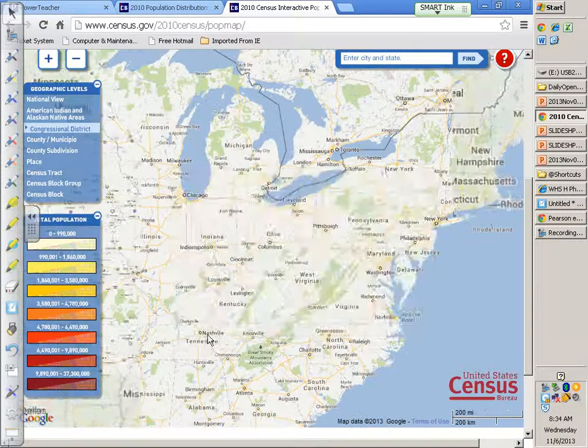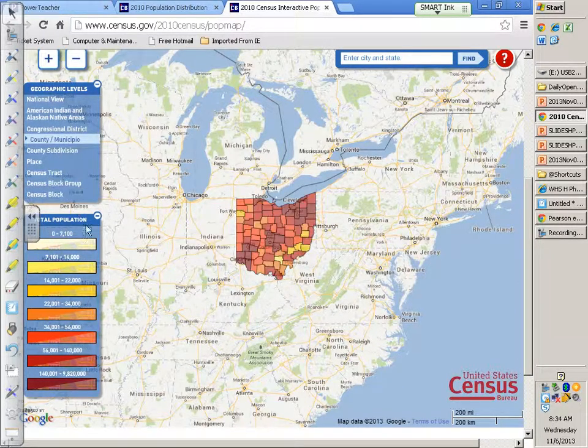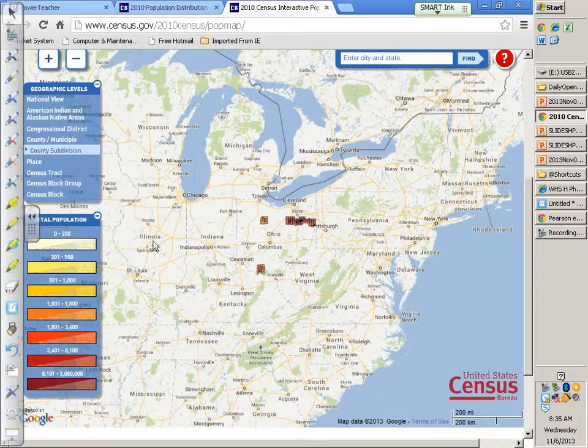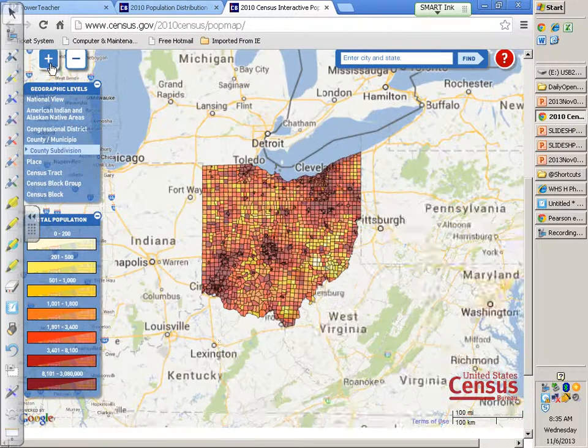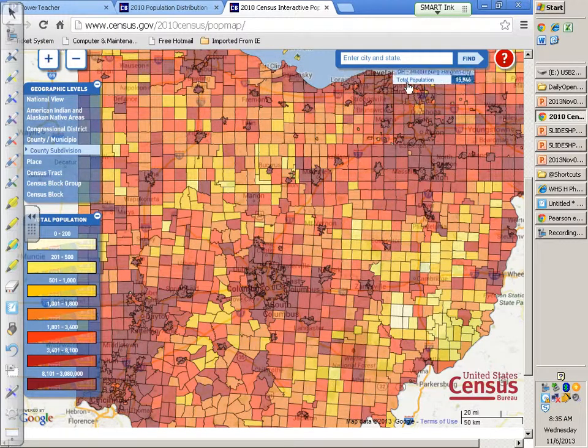Why don't we go someplace that we know a little bit better? Let's go to Ohio. Let's go to county. So there we are. Darker colors, more people; lighter colors, fewer people. There are parts of Ohio where not a lot of people live, but then there are certain parts of Ohio where lots of people live. If we go a little closer to the county subdivision, this is all census data, we'll zoom in and look at an area that we're a little more familiar with, this area up here.